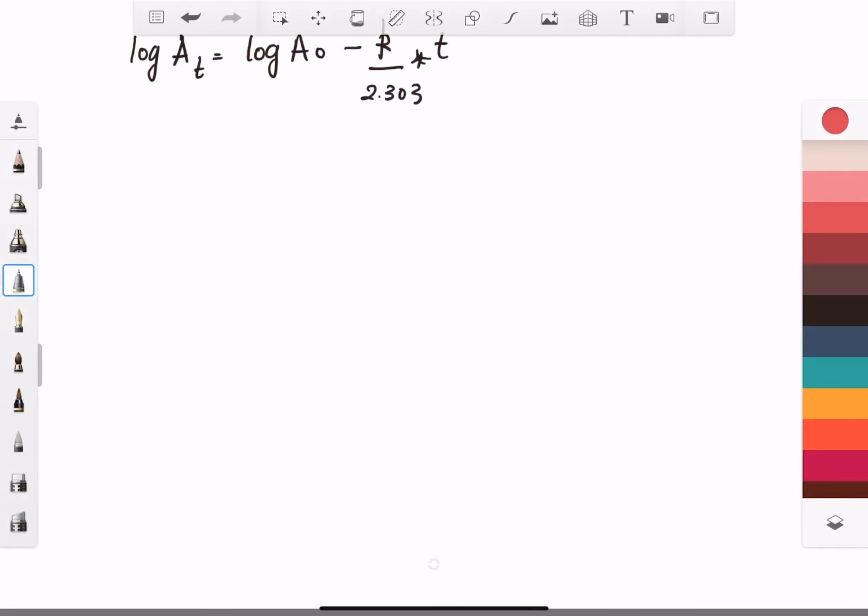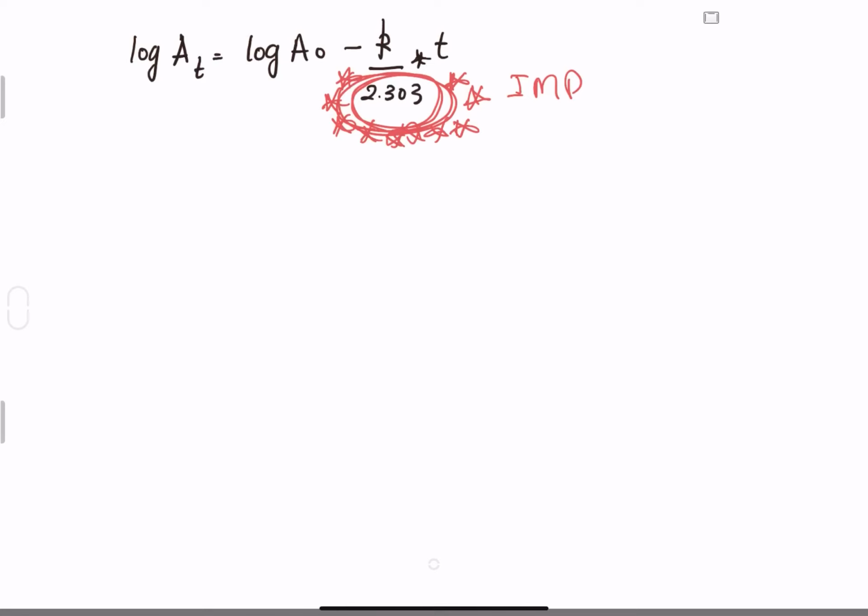It will be log A at a certain time equals log A naught minus K over 2.303 multiplied by the time. One important thing that you need to keep in mind: don't forget about this number. This would affect your calculation so much if you just forget about it. So it's very important to remember it all the time. Okay? Again, I want to draw this as my y and this as my x.